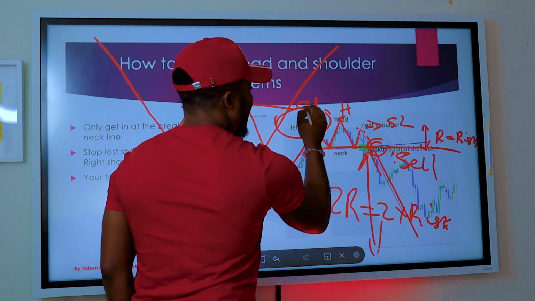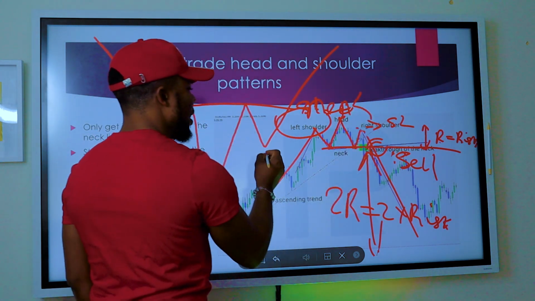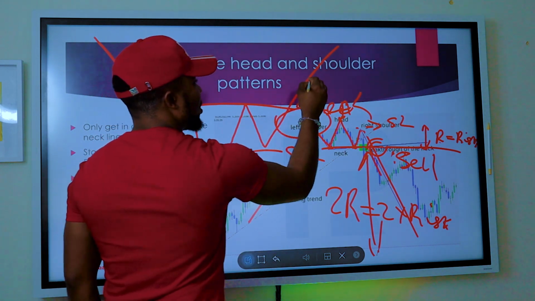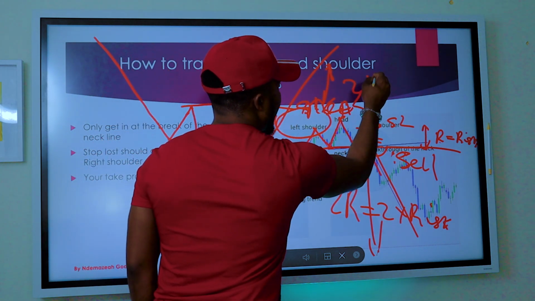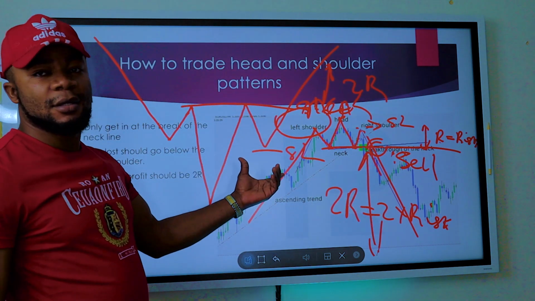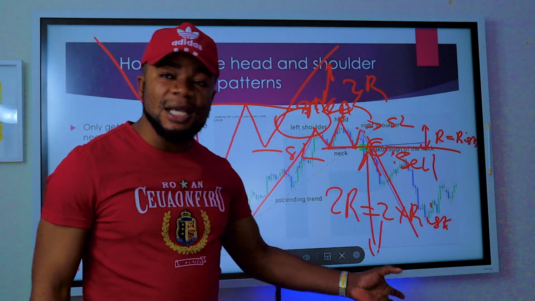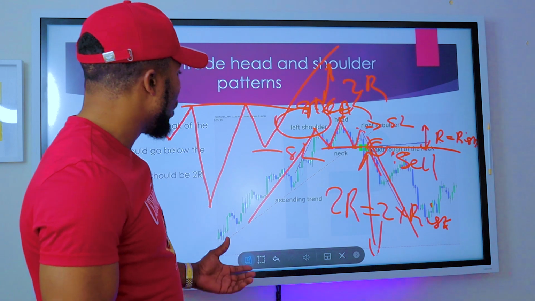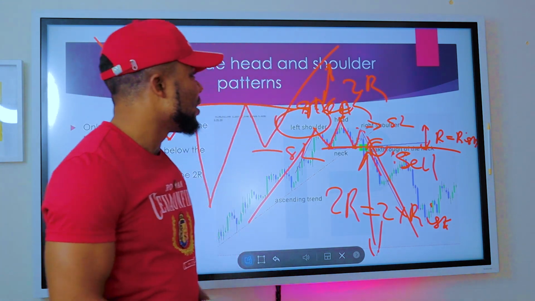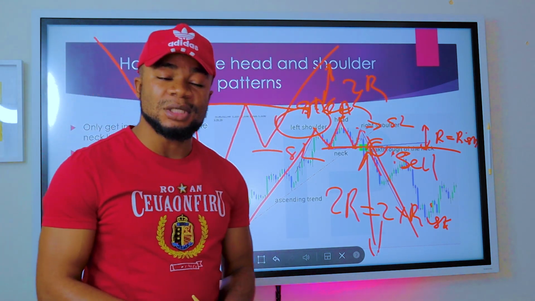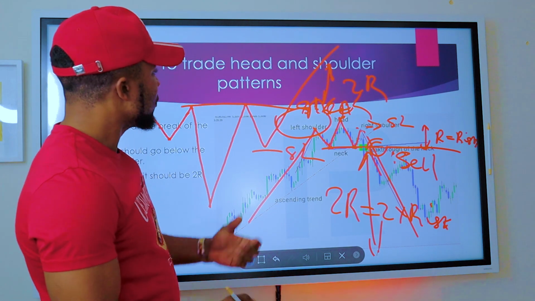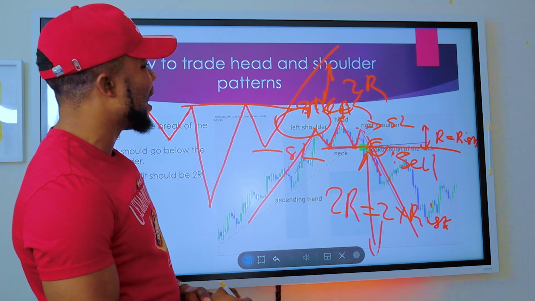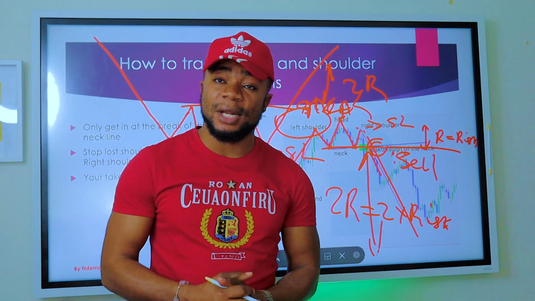So where you get in is this same level, the neckline. You get in here, your stop loss will go here, and your take profit will be what? 2 arrow, 2 times your risk. As easy as that. So whether it is a normal head and shoulder pattern or an inverse head and shoulder pattern, that is how you are able to trade head and shoulder patterns in Forex trading.